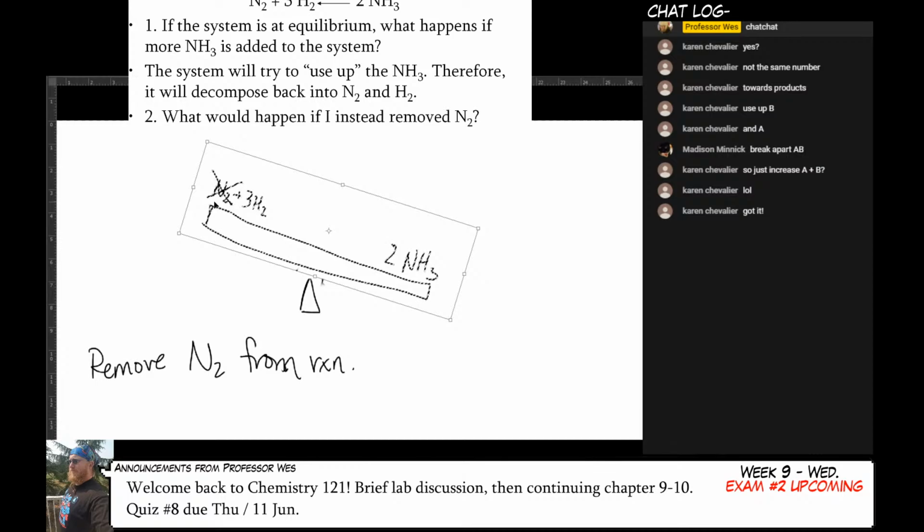Which direction will the reaction shift? Will it shift towards reactants to make more reactants, or will it shift towards products to make more products? Remember, I got rid of N2. There's now not very much of it in the system. I've got to get back to equilibrium. So what should I do? Which direction do I move? Towards products or towards reactants?